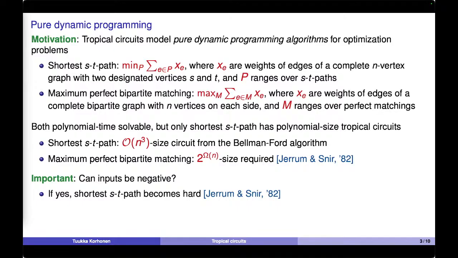When you say input, do you mean the values that the variables will take, or do you mean the coefficients? Can I use negative coefficients in the circuit? So negative constants.